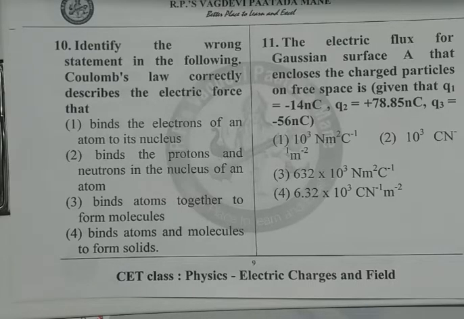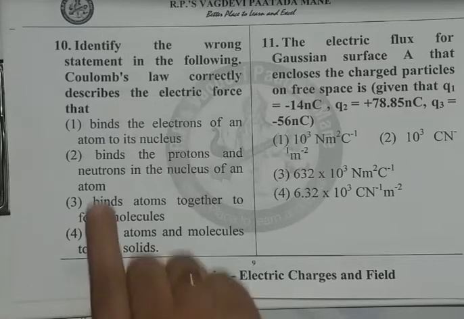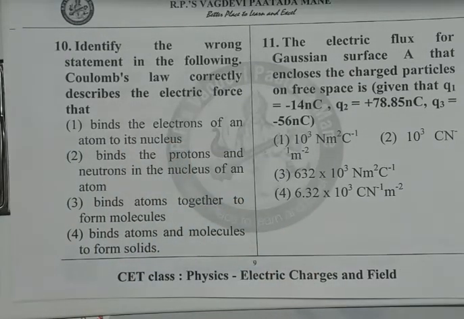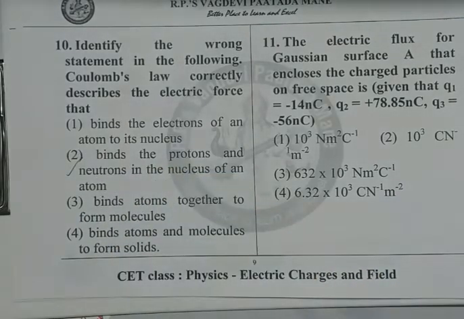Second option. In the first thing, binds the electrons of an atom to the nucleus, definitely right, because according to the Bohr postulate it is right. Second one, binds the protons and neutrons in the nucleus of an atom, it is wrong, because the protons and neutrons inside the nucleus are acted on by nuclear forces, not by electrostatic forces. Therefore this is the wrong statement and option 2 is right.